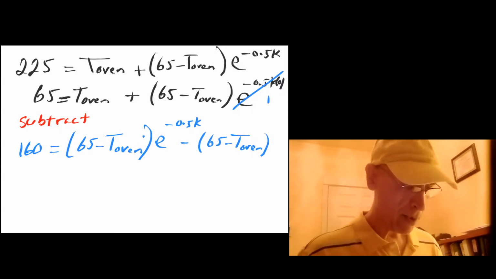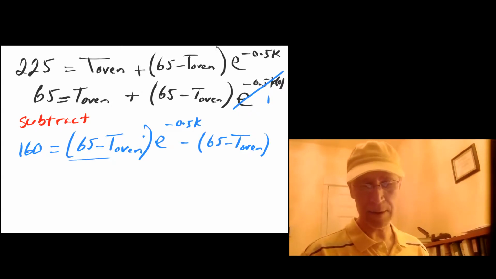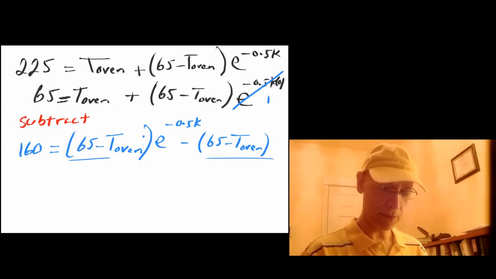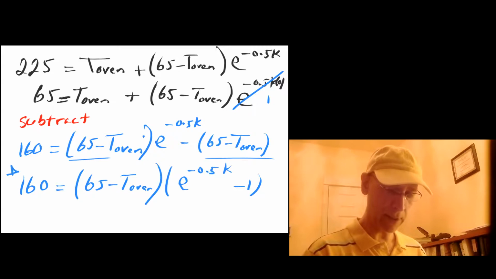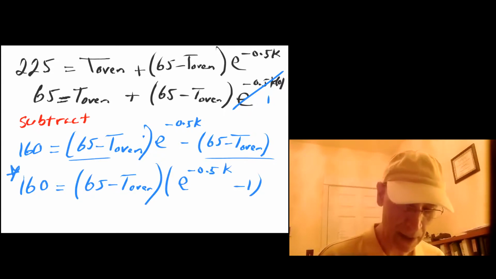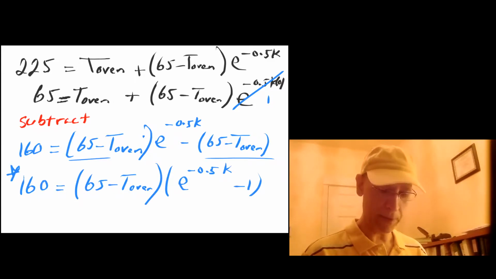Okay. So what I'm going to do here, I'm going to go ahead and factor this. So we have, I'm going to rewrite this, 160 equals 65 minus temperature of oven, then I'm going to have e to the minus 0.5 k minus 1. And I'm going to put a star by this equation because I'm probably going to use this. Let me put a line in here.